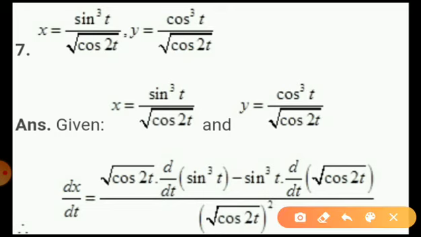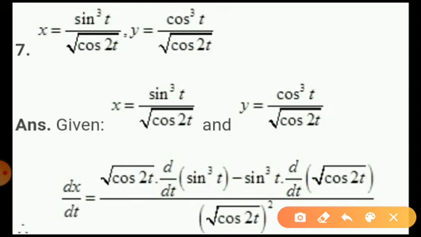So the next question: x equals sine cube t by square root of cos 2t, y is also given as cos cube t by square root of cos 2t. Again here we have to find dy by dx. Now x and y have been given in terms of parameter t. So what should be found first? We have to find dx by dt and dy by dt. Is that clear?